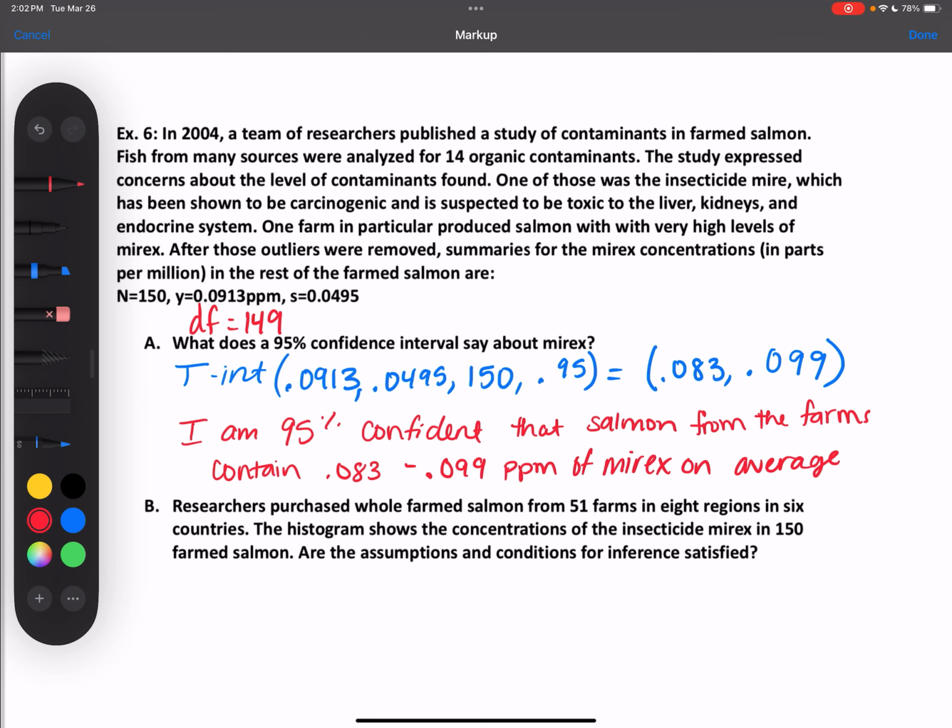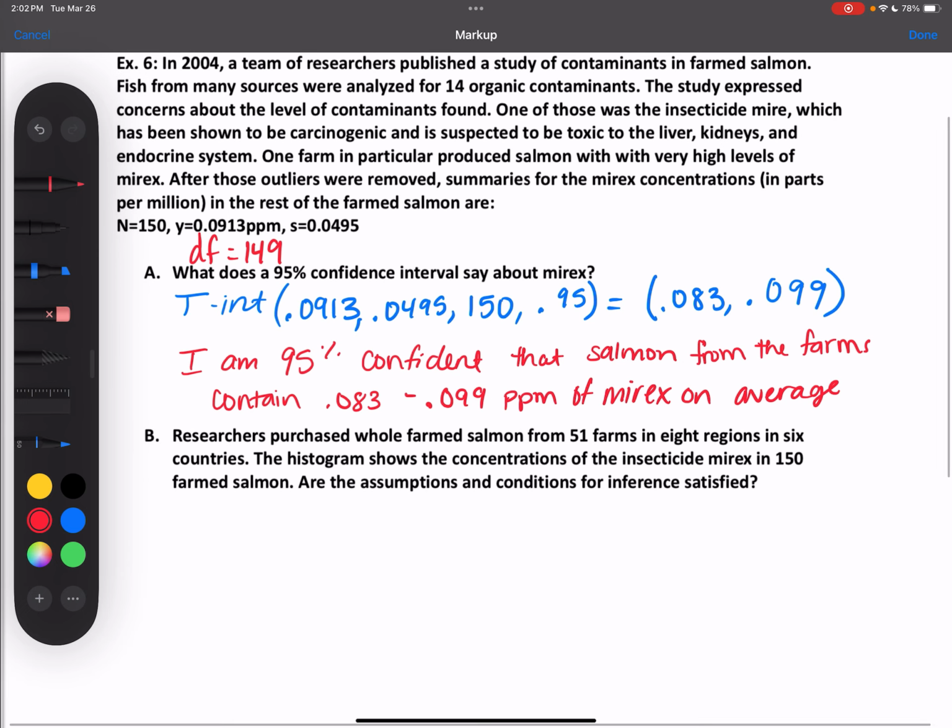Researchers purchased whole farm salmon from 51 farms in 8 regions in 6 countries. The histogram shows the concentration of the insecticide Mirex in 150 farm salmon. Are the assumptions and conditions for inference satisfied? So are we independent? Yes. Are we random, or at least a representative sample? Yes. They went to 6 countries. 10% condition, is this less than 10% of all farmed salmon? I'm hoping so.